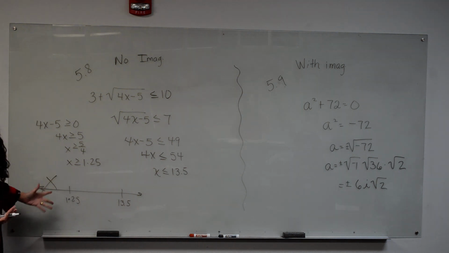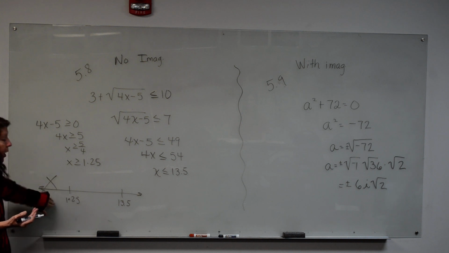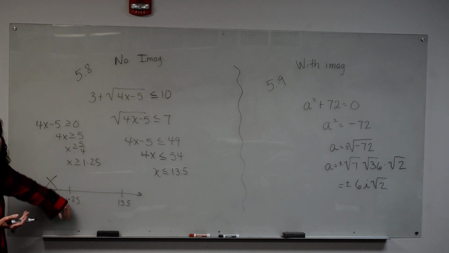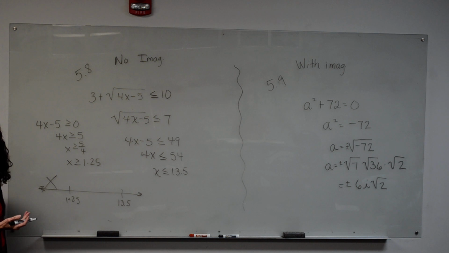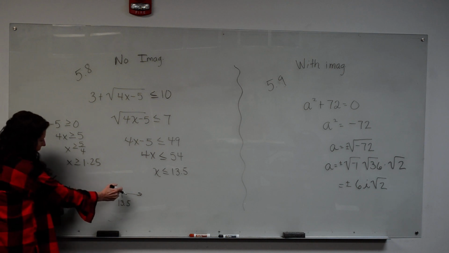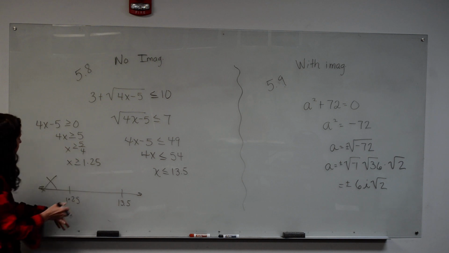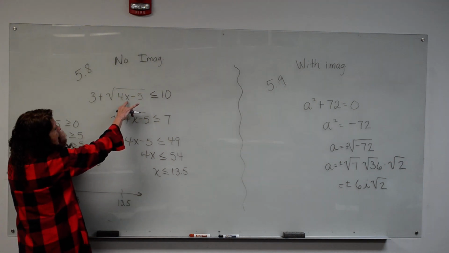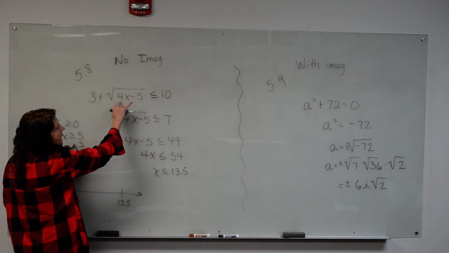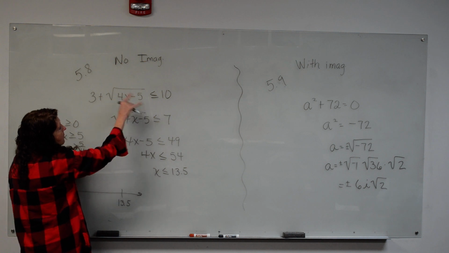I picked 0 just because that was easy to do. I could pick 1. 1 is less than 1.25. I just have to pick a number that's less than 1.25. Then I have to pick a number that's between here. Let's pick 7. Okay, so if I plug 7 in, I have 28 minus 5, which is 23.